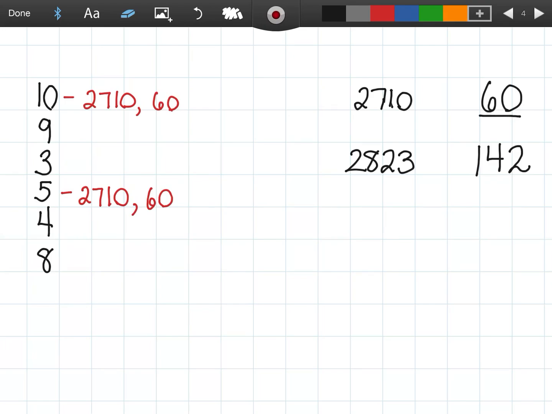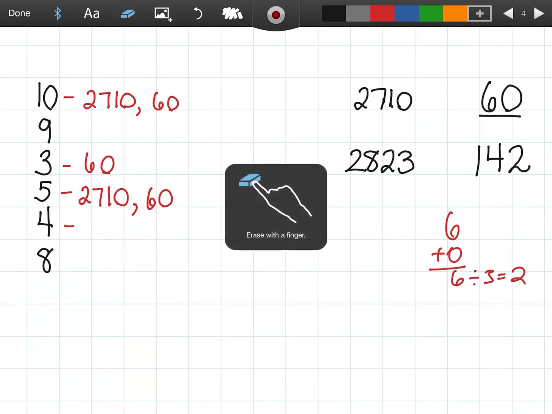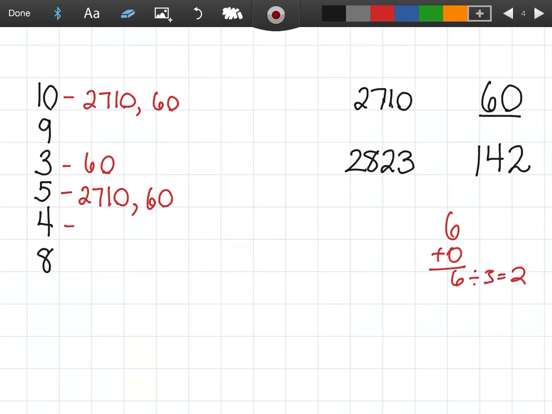3, is the sum of the digits divisible by 3? Well, 6 plus 0 is 6. We know that 6 can be divided by 3 to get 2, so we could put 60 here. For 4, are the last 2 digits divisible by 4? And we could take a look at that. That's where that handy dandy calculator can help you. If you really want to check, you can put all these numbers into your calculator. So 60 divided by 4 is actually 16, so we can put 60 here as well.